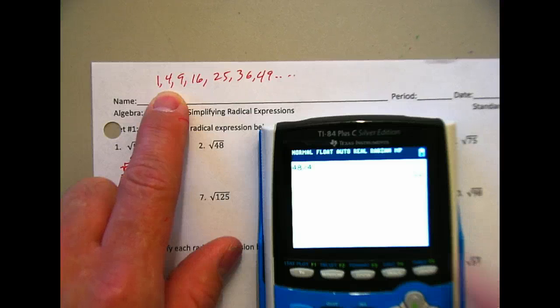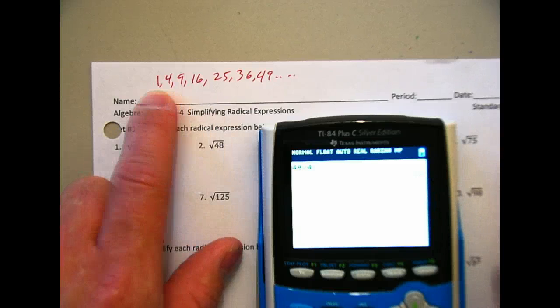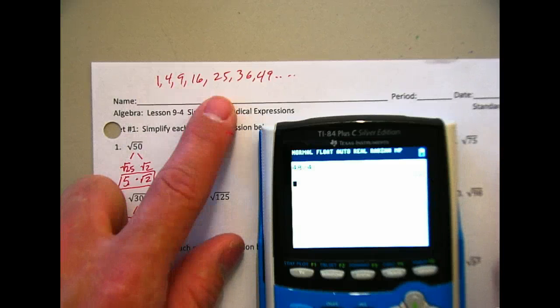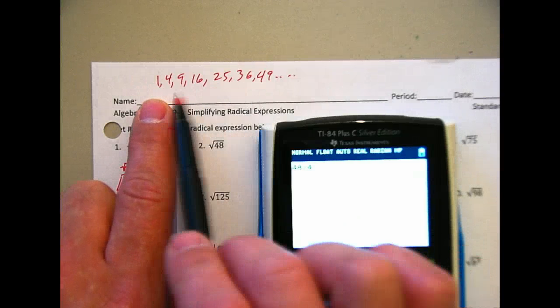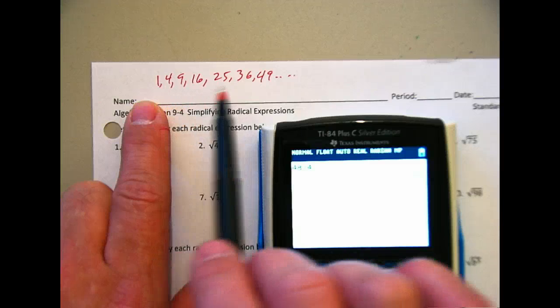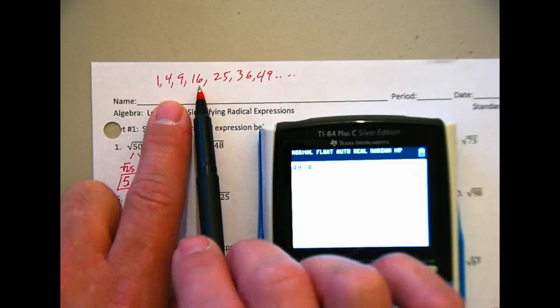And you're like, well, 12, I know 4 goes into that as well. You could try, if 4 goes into it, what other perfect square might go into it? Which of these perfect squares does 4 go into? 16. What else?